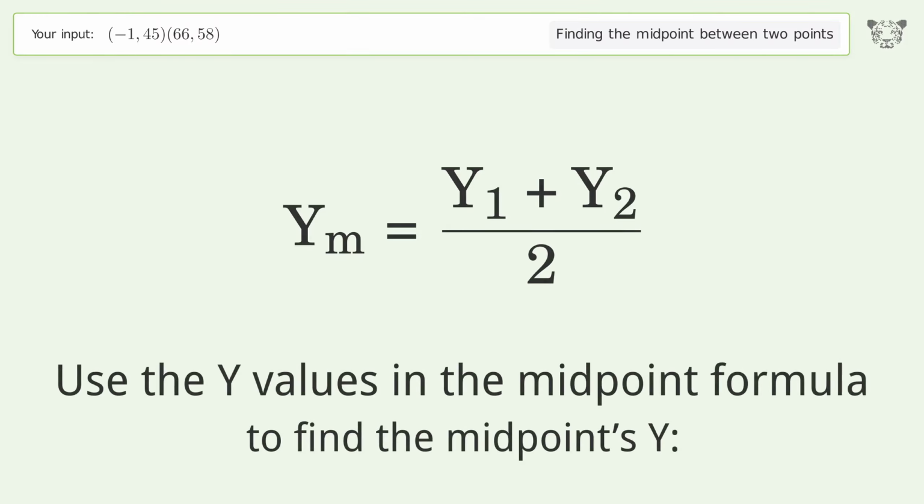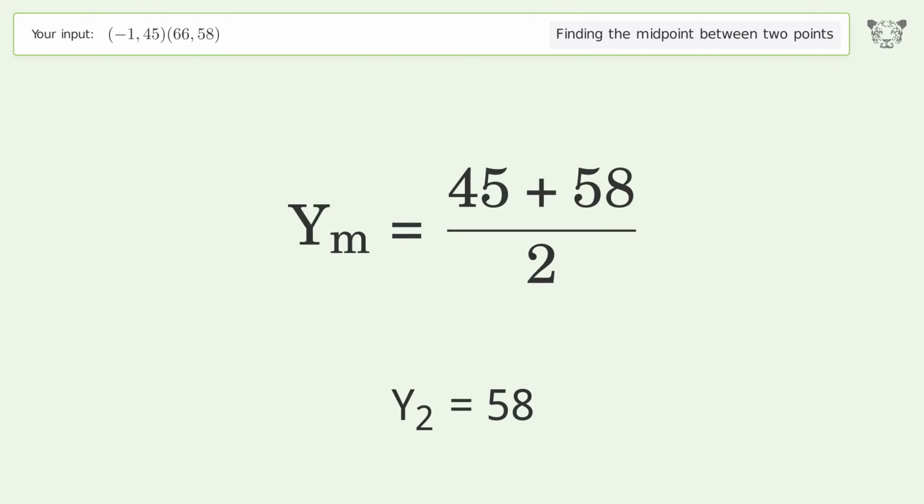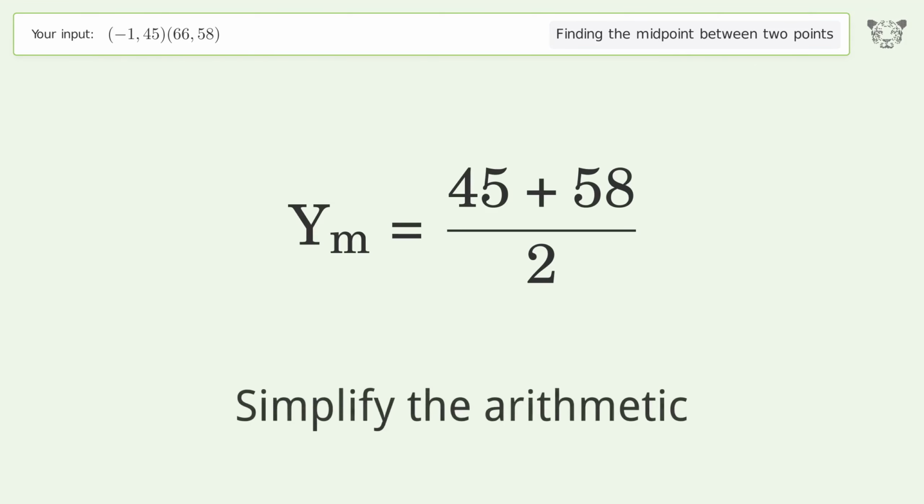Use the y values in the midpoint formula to find the midpoint's y. y1 equals 45. y2 equals 58. Simplify the arithmetic.